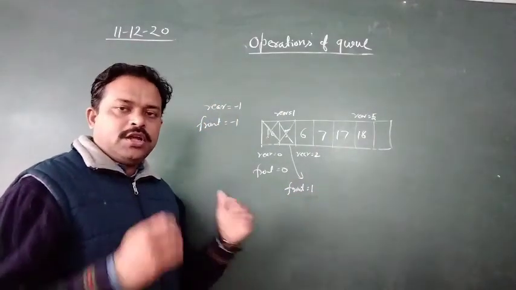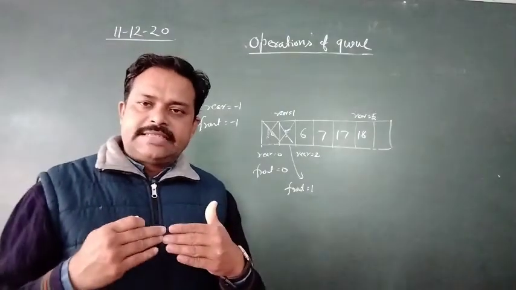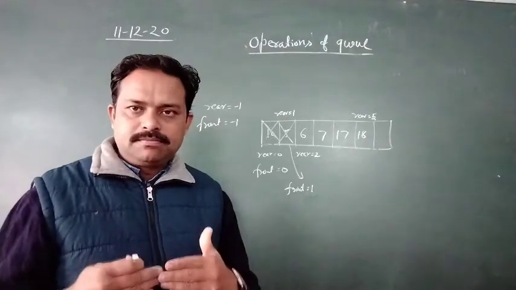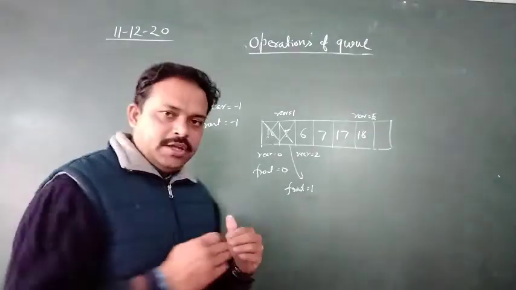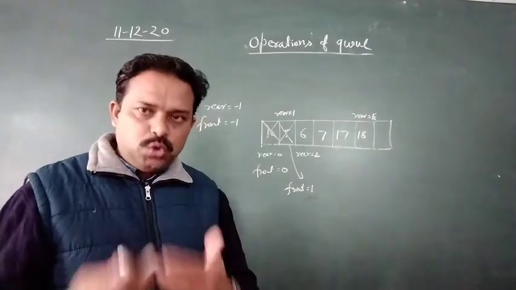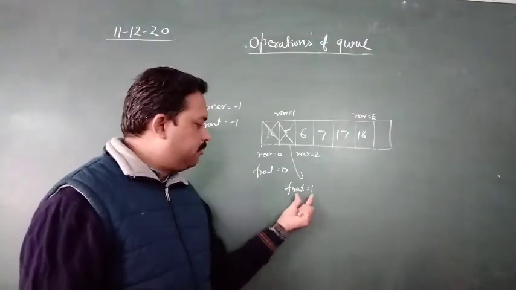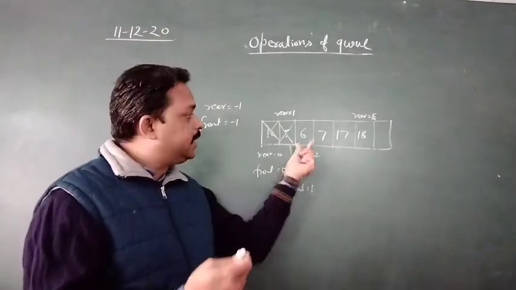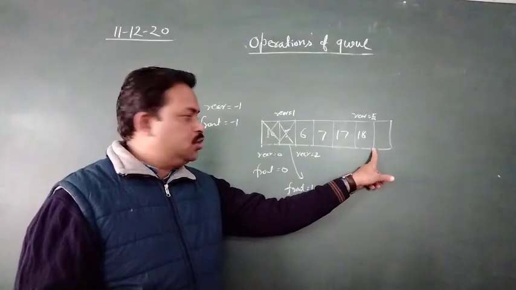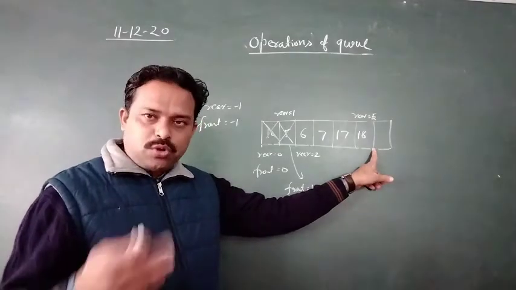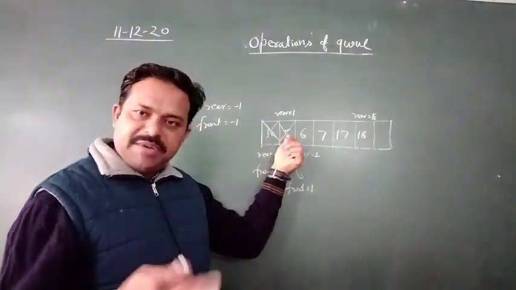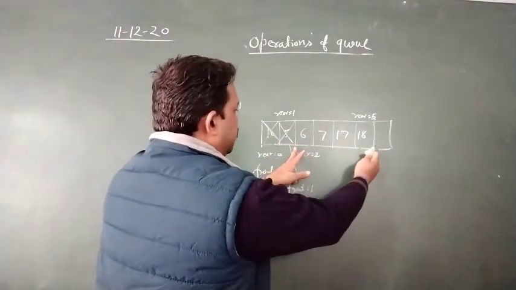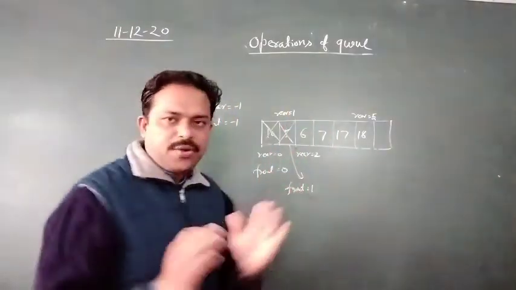Now, in the display function, I will display the array. In displaying the array, I will start my loop from front plus 1, means from here, from front plus 1 till rear. Are you getting? This is in order to show that these two elements have been deleted, and these are the remaining elements. Are you getting or not?